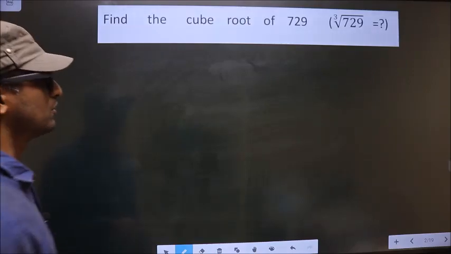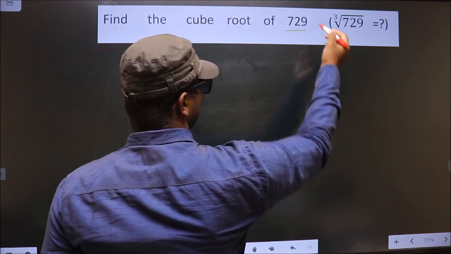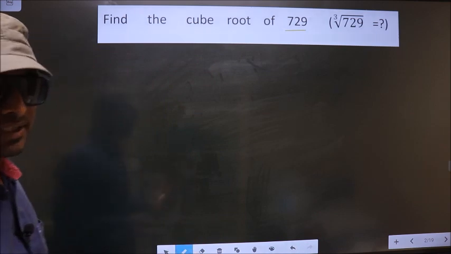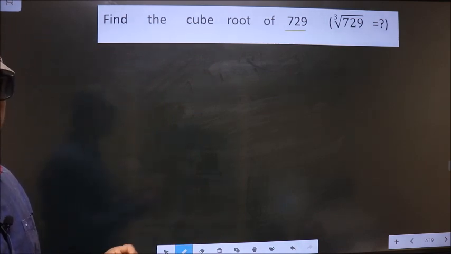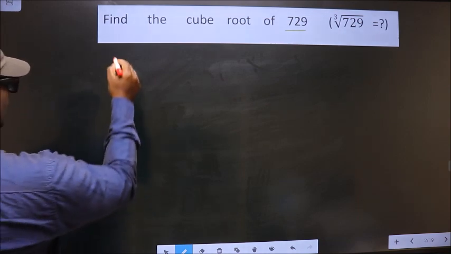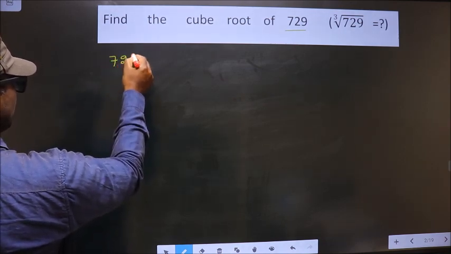Find the cube root of 729. To find the cube root, first we should do the prime factorization of it. So let us do that. That is 729.